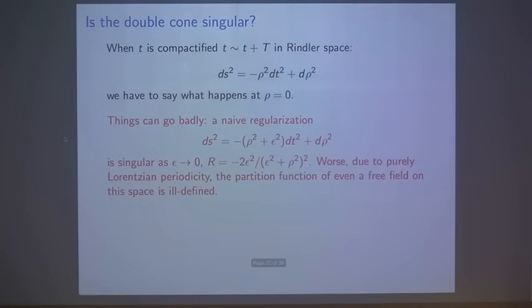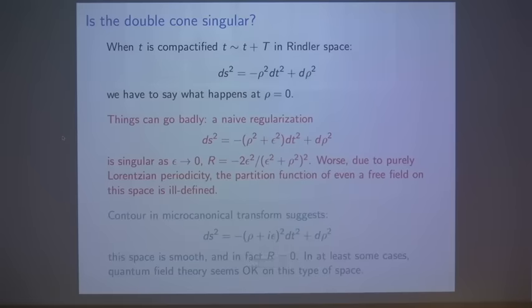Now, things can go badly here. So a naive regularization of this cone would be to replace rho squared by rho squared plus epsilon squared, and this is singular as epsilon goes to 0. But even worse, because the space has this purely Lorentzian periodicity, the partition function, even of a free quantum field, would be ill-defined.